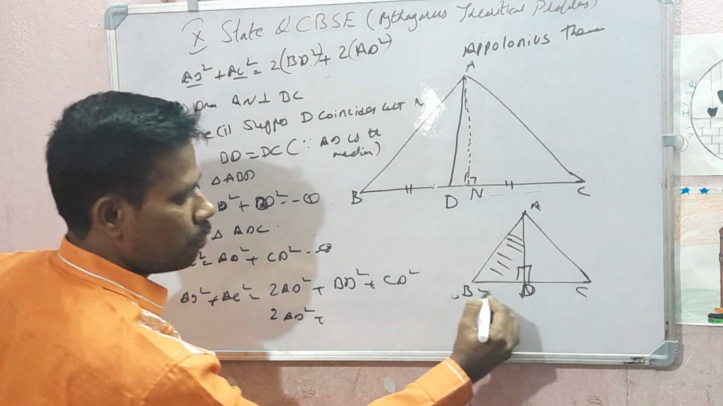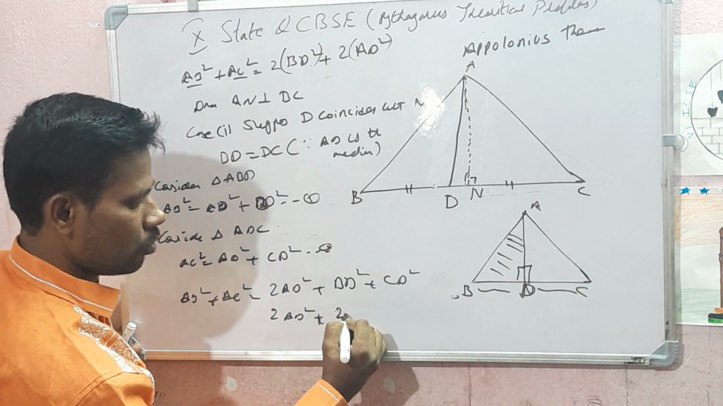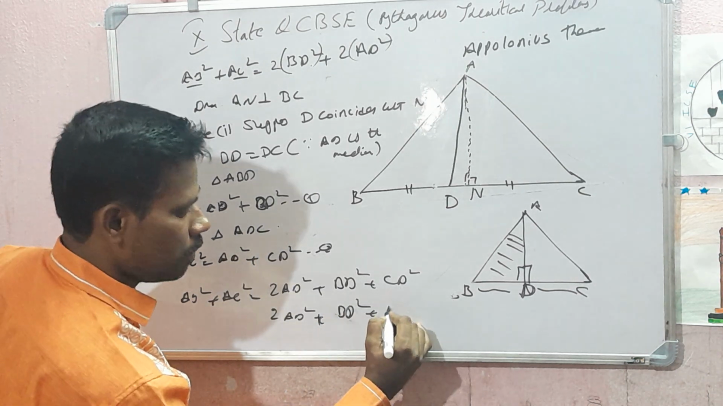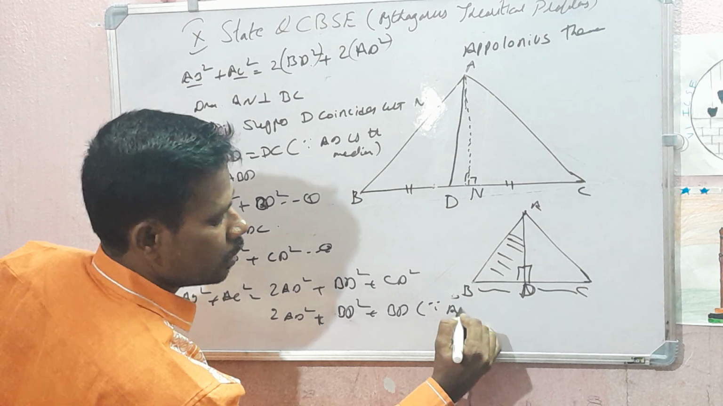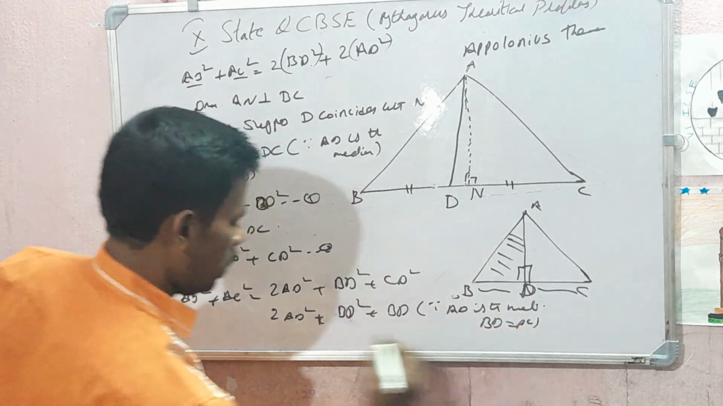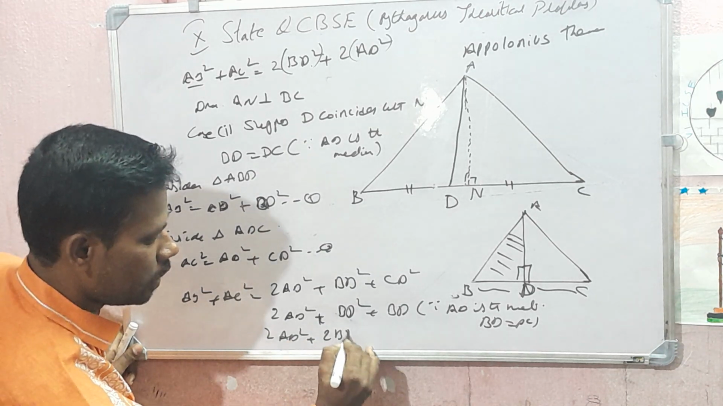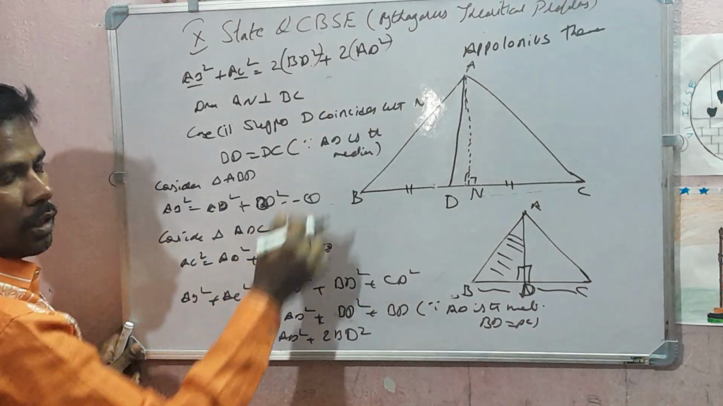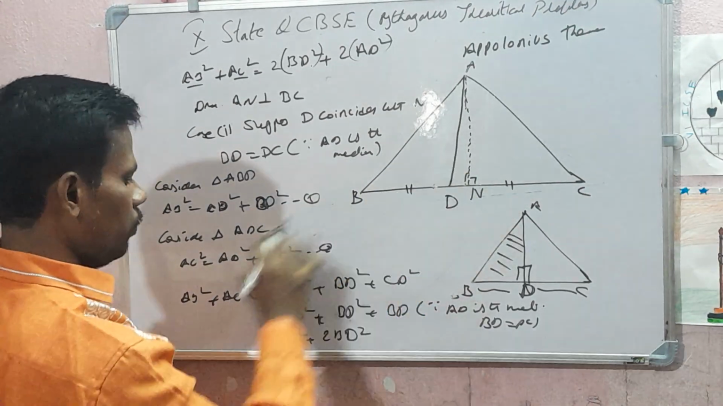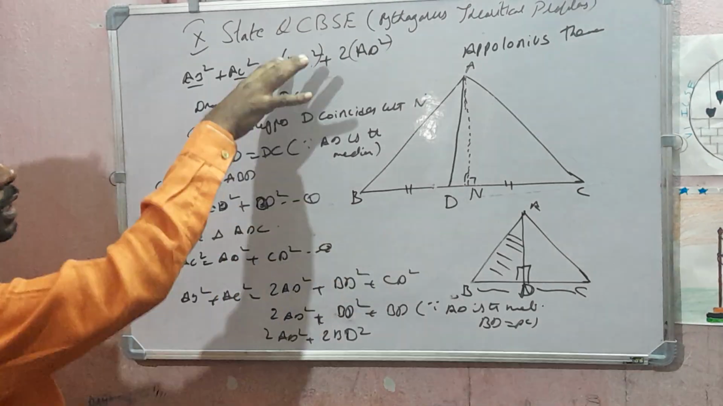BD and CD both are the same, no? So BD plus CD is nothing but twice BD square, since AD is the median, or you can write BD is equal to DC. So it is twice AD square plus twice BD square. So there ends the solution. Suppose D coincides with N, this is the solution. This is case 1, hence it is proved.